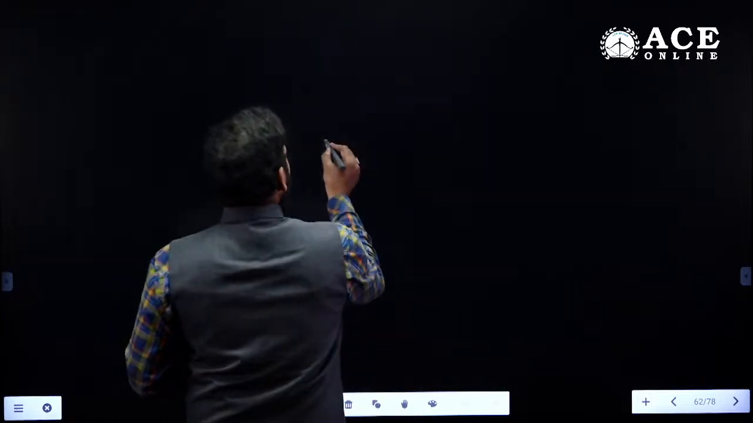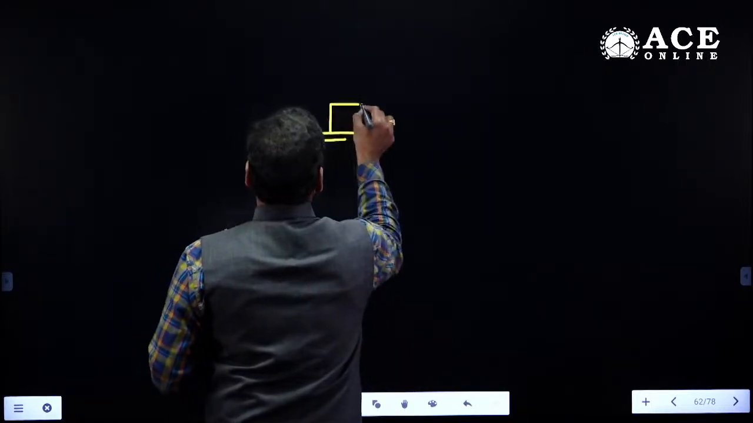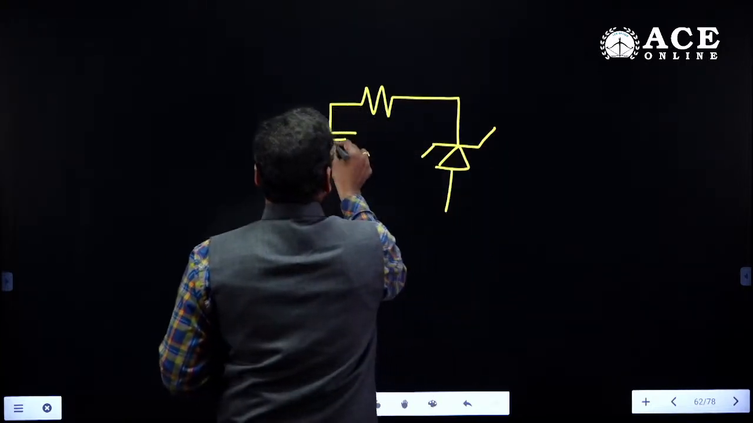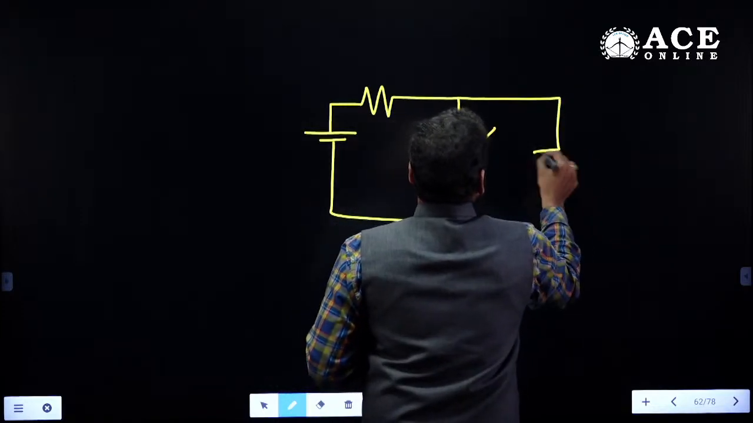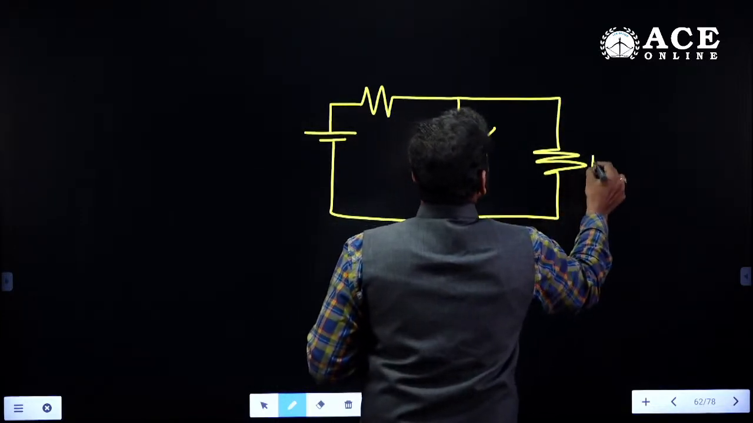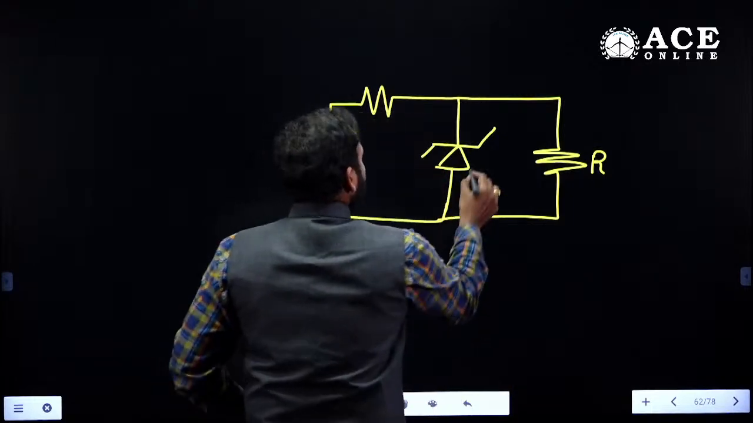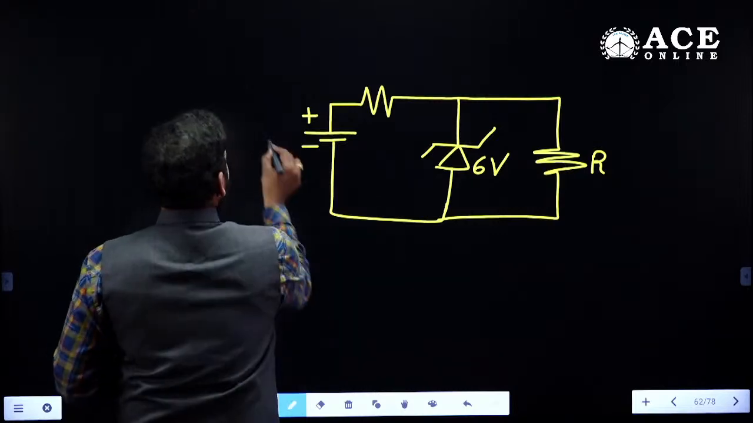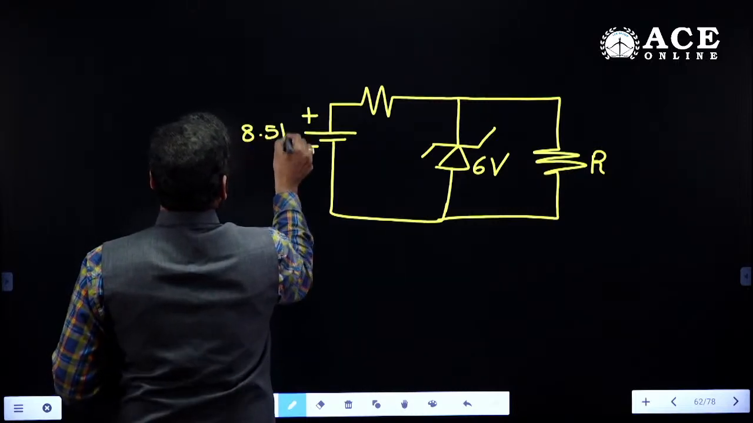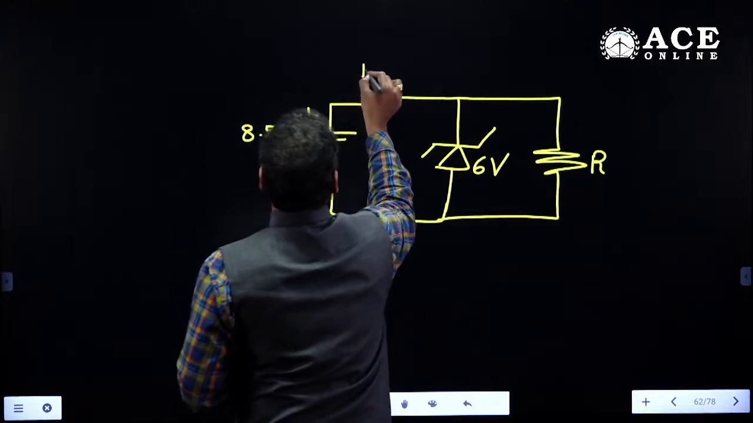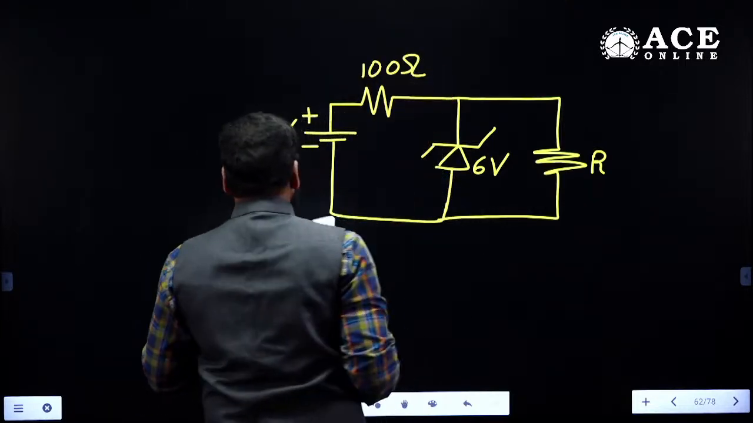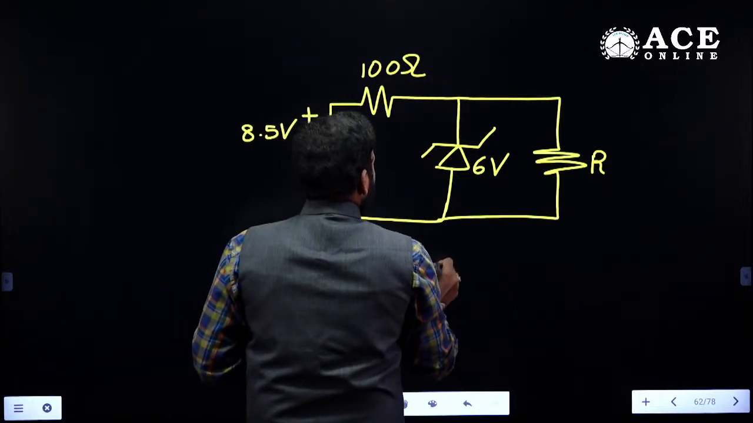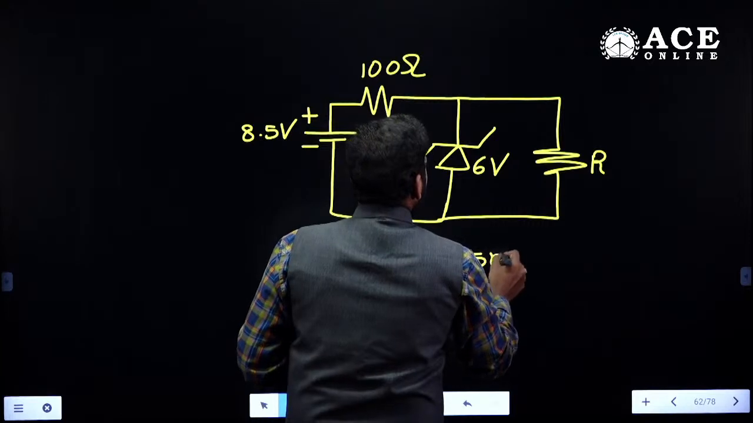The circuit diagram is given like this. This is the load resistor RL, we are going to find this value. The Zener voltage is 6 volts. The input unregulated voltage is given as 8.5 volts, and the current limiting resistance is 100 ohms. You need to write the given data. What is the knee current? The knee current is 5 milliamperes.